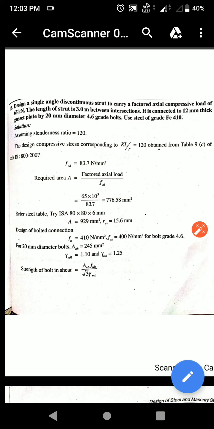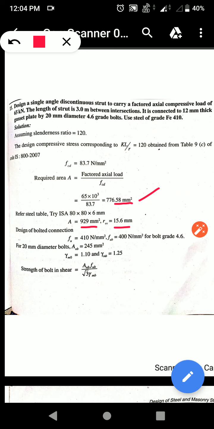You have to select a section in such a way that the area which is required is 776.58. The area you choose for the angle section should be greater than this value. So the area we have selected is 929 mm square. So this is greater than 776.58 mm square. So from steel table for 80 into 80 into 6 mm, write area and r_vv, that is 15.6 mm.